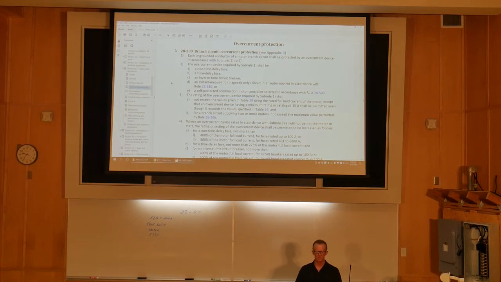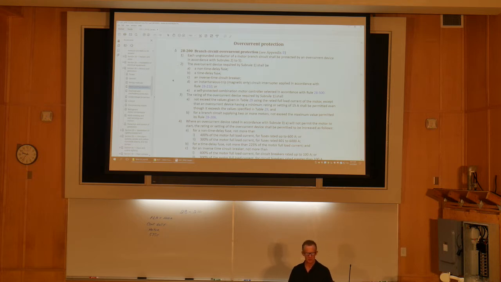All right, so the next video after this one is going to be on a synchronous motor, but I just want to take a moment here to look at 28-200 branch circuit overcurrent protection and look at subrule 2D, where it says the overcurrent protection or the overcurrent device required by subrule 1 shall be D, an instantaneous trip magnetic only circuit interrupter applied in accordance with rule 28-210.